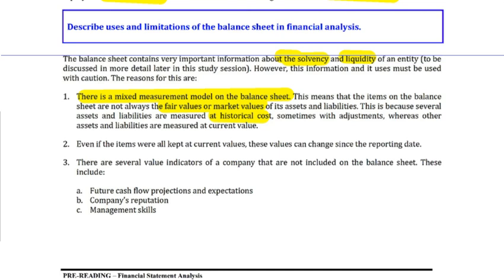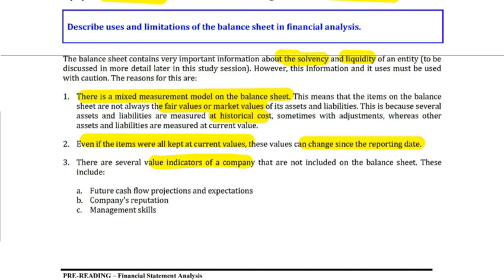Even if all the items were kept at a nice fair market value or current value, remember something very important about the balance sheet, as opposed to the income statement: the balance sheet is at a point in time. You always see on the top of a balance sheet, for so-and-so company, as at a specific point in time. The income statement is for the period ending. It could be for as long as a year, so you get a good picture of what happened for the entire period. Whereas a balance sheet looks at a specific point in time, and of course things can change since the reporting date.